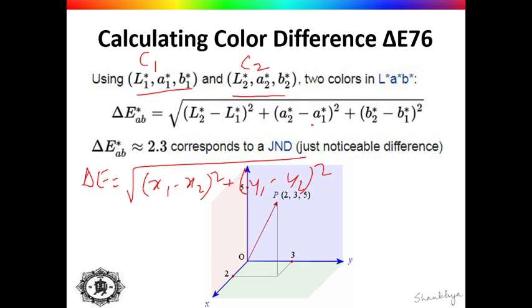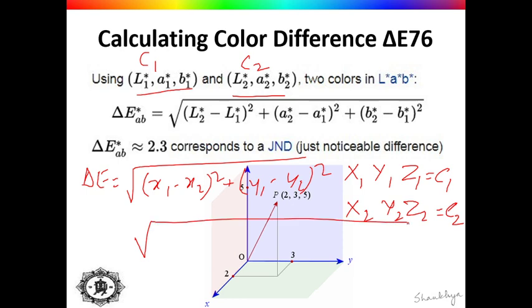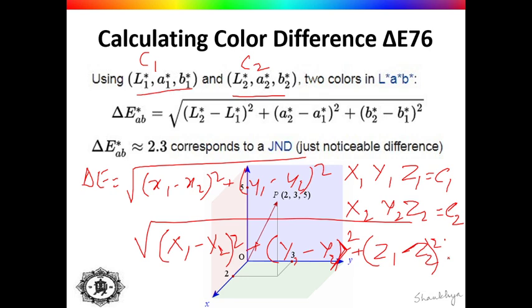Now, if I have tri-stimulus values, if I am using the XYZ color space, and I tell you one color is having this coordinate and the second color is having this coordinate, in that context, how will you find out? By the same method, that is root over x1 minus x2 whole square plus y1 minus y2 whole square plus z1 minus z2 whole square, right? So that will be the delta E, the difference between two colors, the perceptible difference between two colors.